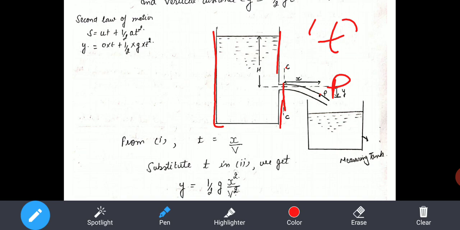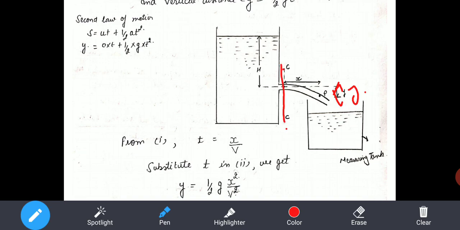Okay, so what we will do, first of all, let the distance traveled by the liquid particle from this point to this be x, and the vertical distance be y, that is the vertical distance between P and the vena contracta section. Now, how can we obtain this vertical distance and the horizontal distance x?